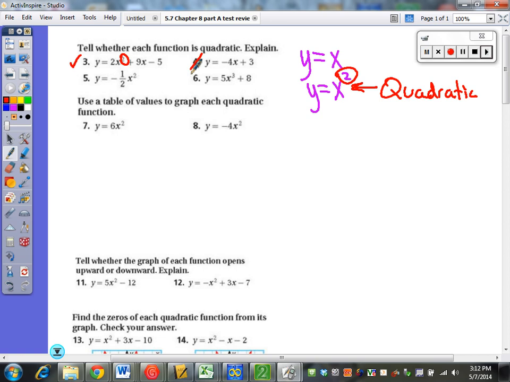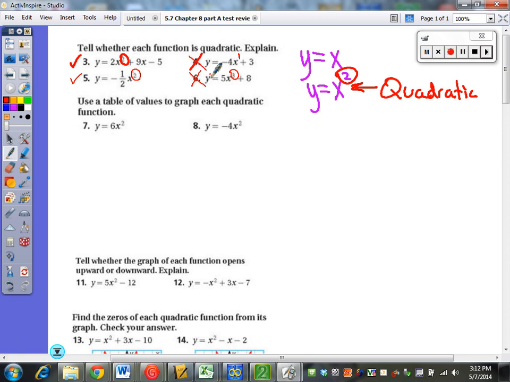Number 4 is not because it has a highest exponent of 1, which makes it linear. Number 5 has a square in it, so this is a quadratic. And number 6 has a cube, so it is not a quadratic.